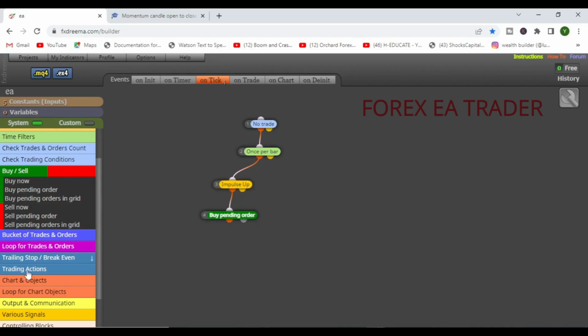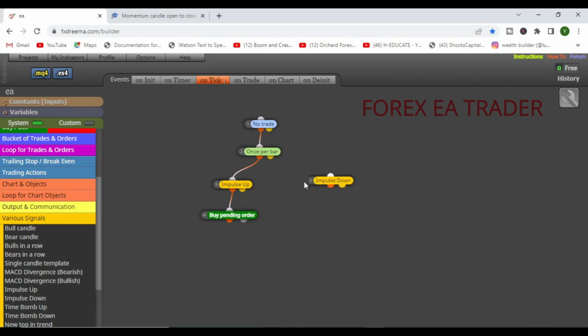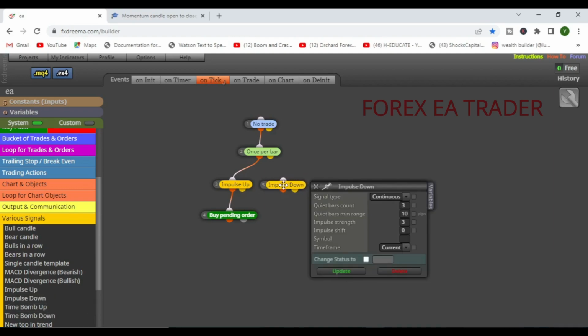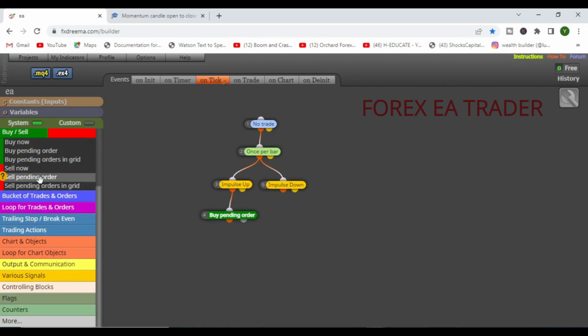Otherwise, we can actually go and get another one. So I was about to just copy over and paste. So we then also use impulse down, and we double click and we go in there, and I think we said once per bar there. I think this one we said 5, and we said 3 bars. I think we said 2 there, and I think we said 1 there. Then otherwise everything is good. You can also again tick those boxes so that you don't have to keep coming to Fxdreema.